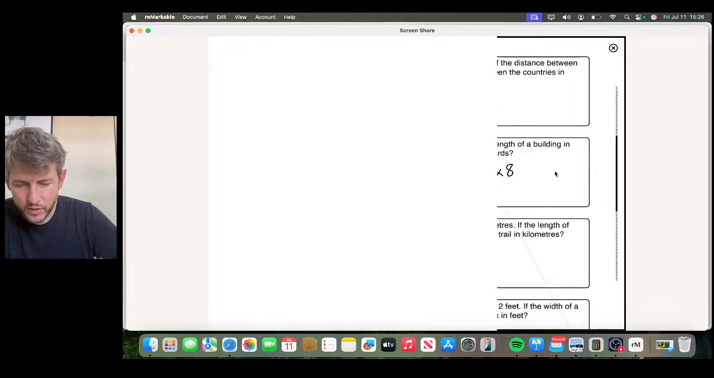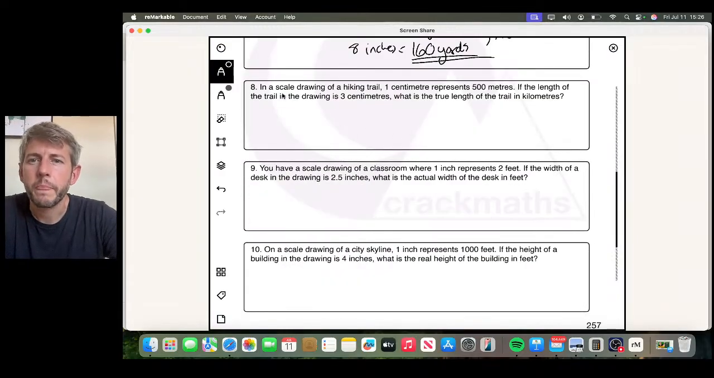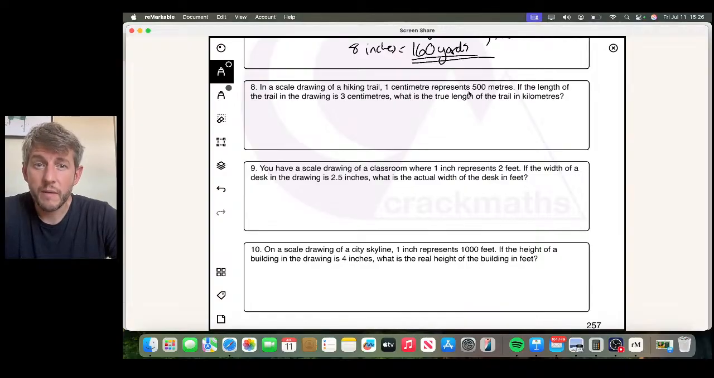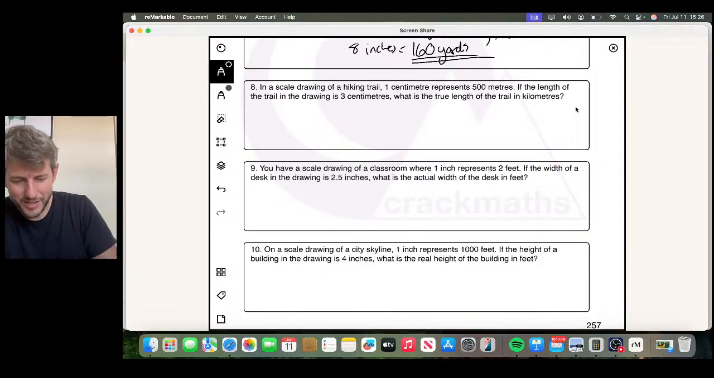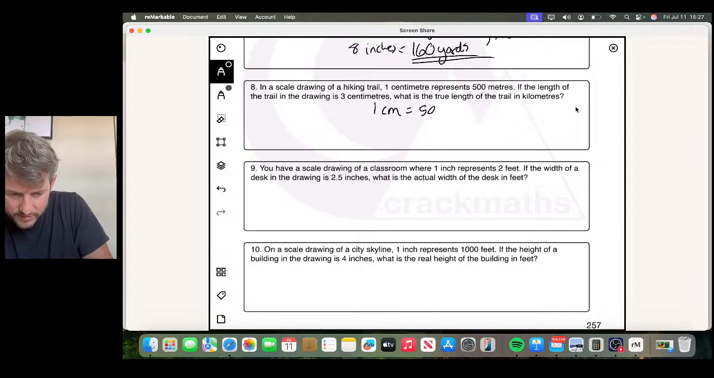Okay, right, question 8. In a scale drawing of a hiking trail, 1 centimetre represents 500 metres. If the trail in the drawing is 3 centimetres, what is the true length of the trail in kilometres? Okay, right. So 1 centimetre equals 500 metres. Okay, 3 centimetres will equal 1,500 metres because I've times that by 3.